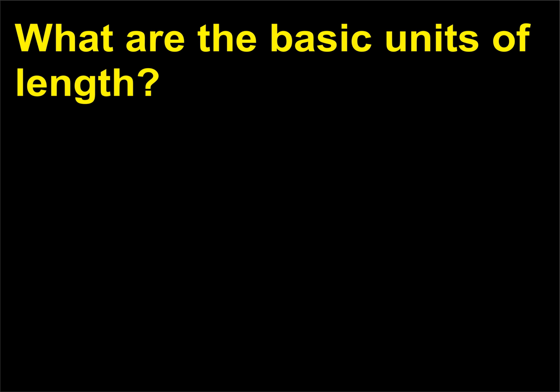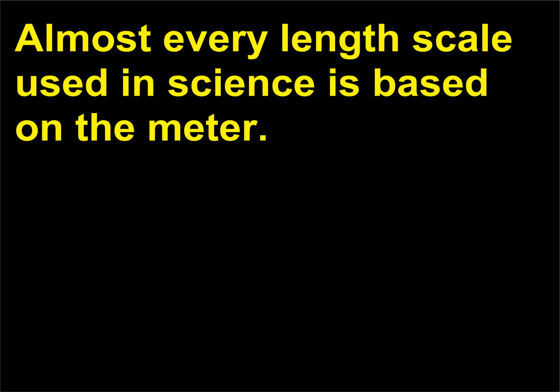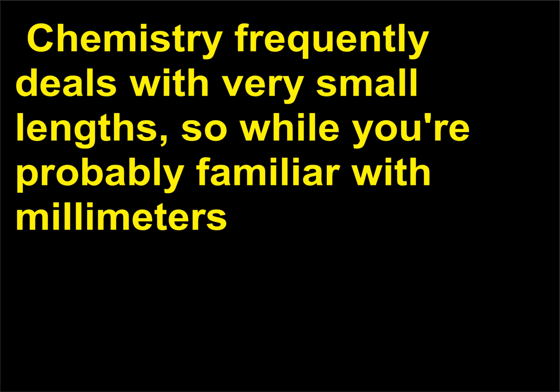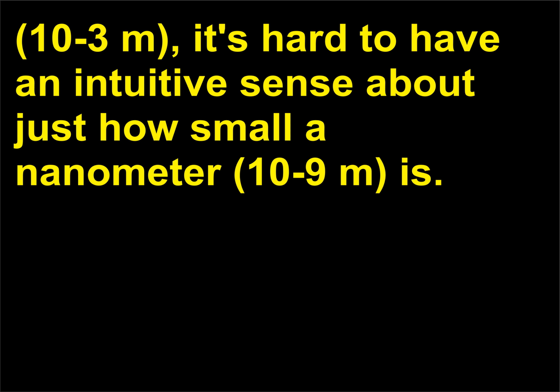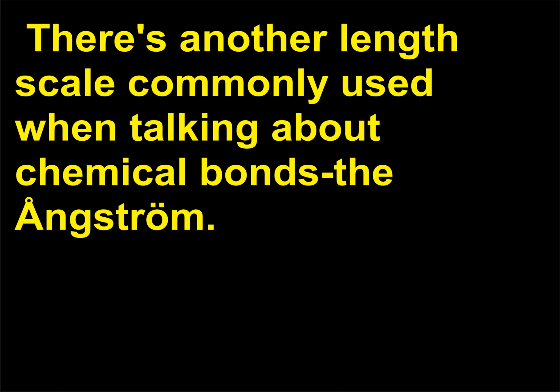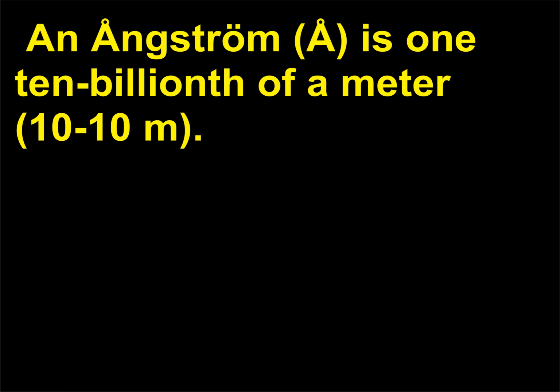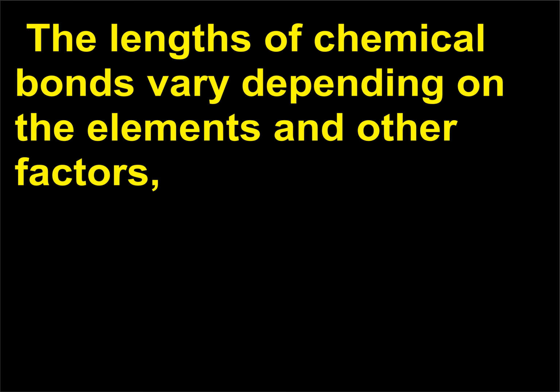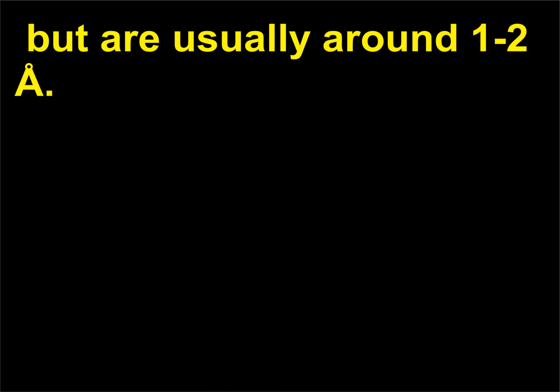What are the basic units of length? Almost every length scale used in science is based on the meter. Chemistry frequently deals with very small lengths, so while you're probably familiar with millimeters, 10^-3 meters, it's hard to have an intuitive sense about just how small a nanometer, 10^-9 meters, is. There's another length scale commonly used when talking about chemical bonds, the angstrom. An angstrom, Å, is 1/10 billionth of a meter, 10^-10 meters. The lengths of chemical bonds vary depending on the elements and other factors, but are usually around 1 to 2 angstroms.